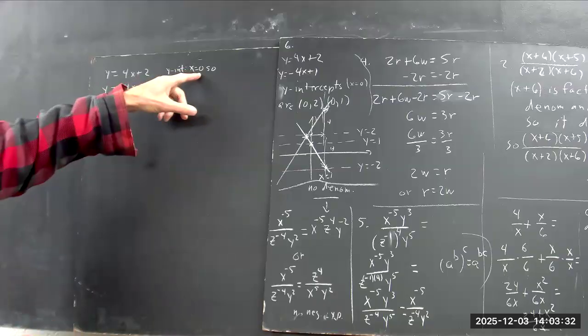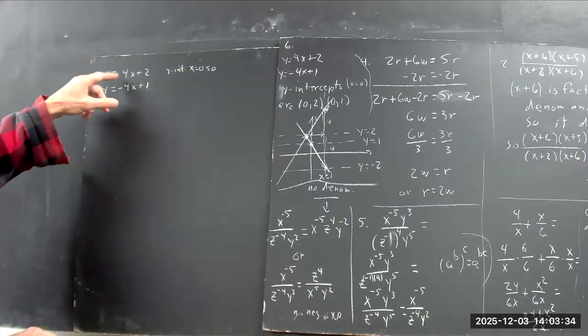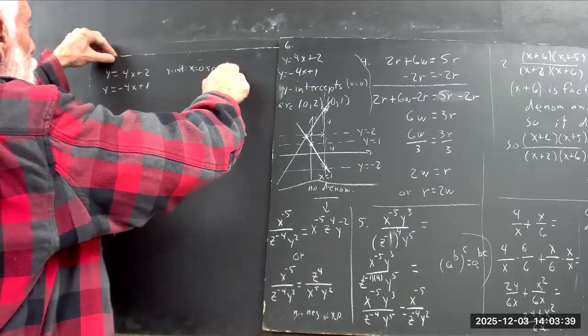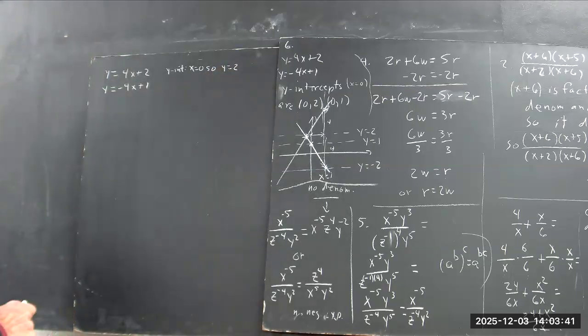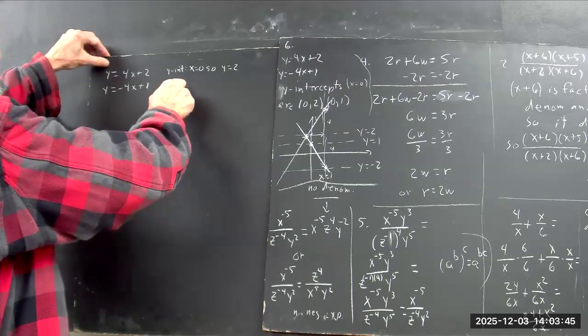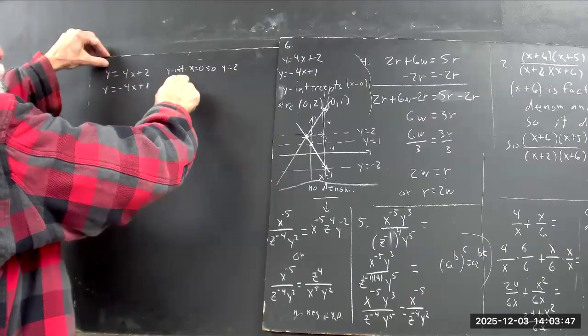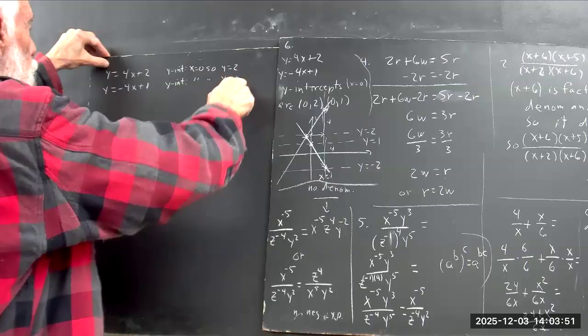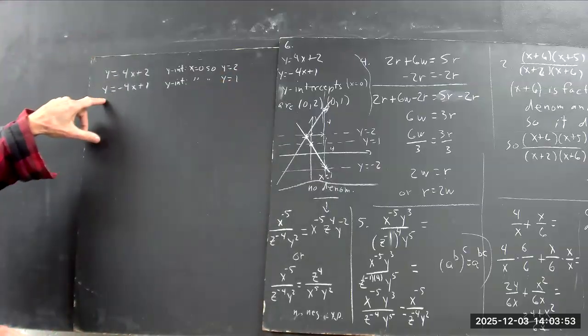The y-intercept occurs when x equals 0. So y equals 4 times 0 plus 2. So y equals 2. The y-intercept of this equation, x equals 0. So in this case, y is going to be 1 because if x is 0, y is 1.